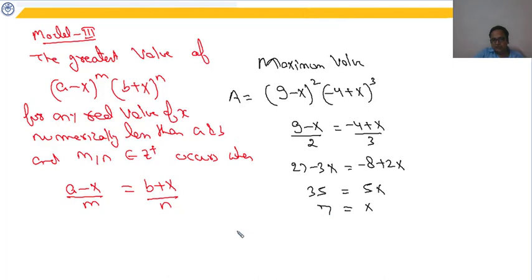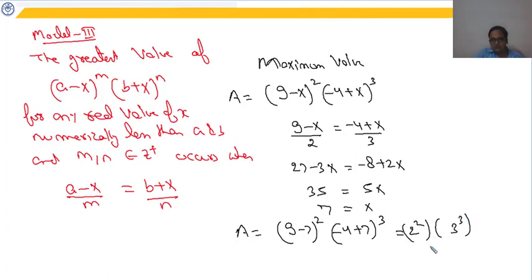Just put this value of 7 in the expression, we get 9 minus 7 whole square into 4 plus 7 whole cube. 9 minus 7 is 2, 2 square is 4, and 4 plus 7 is 11? No, 3 cube is 27. So this is 4 into 27. 20 into 4 is 80, 7 into 4 is 28. So this comes out to be 108. Hence, this is the maximum value.